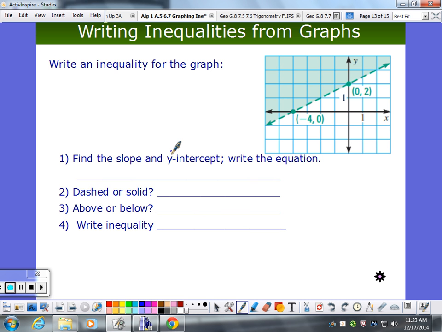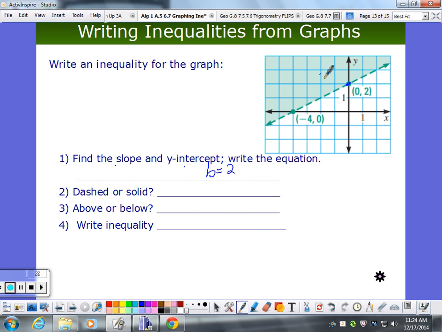So, you know already? Well, how do you do this? It tells you what to do. Find the slope and find the y-intercept. We'll find the y-intercept. What's that? The y-intercept is 2. So that's b, right? And then what's my slope?